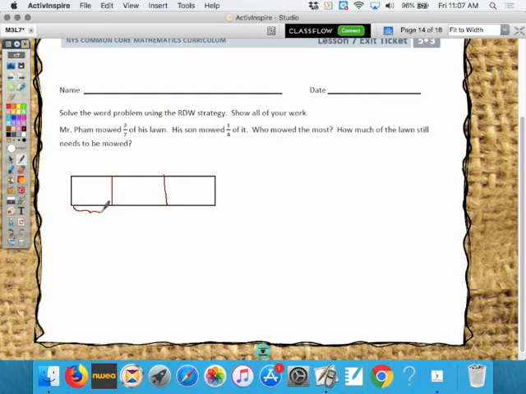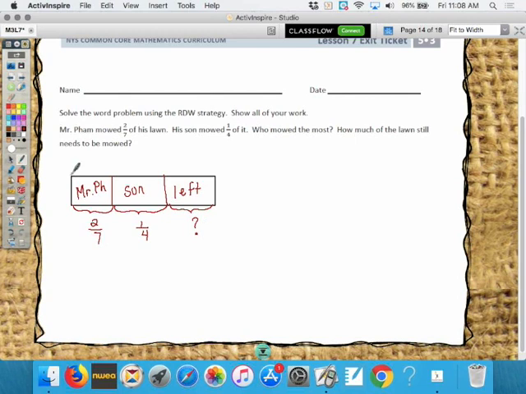Label each one up top. So we've got 2/7. That's Mr. Pham, right? And then his son was 1/4. And then I call it left. Do you remember that from yesterday? Yeah. So how much is left? That's our main question. Besides, who mowed the most? We'll figure that out in a minute.